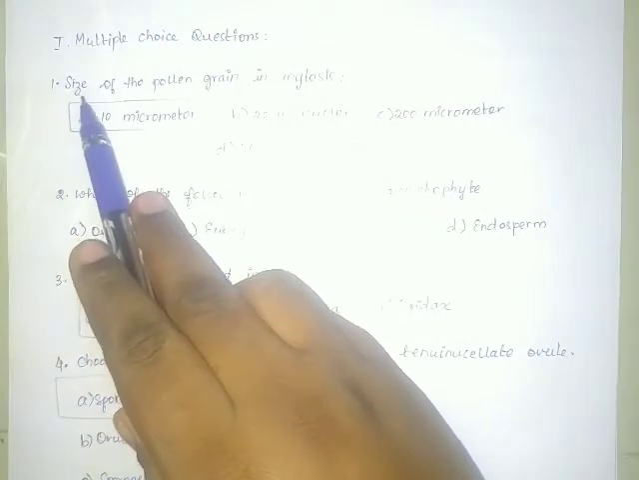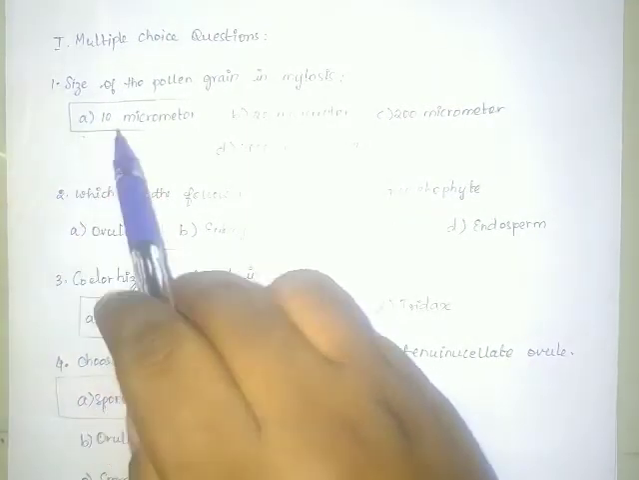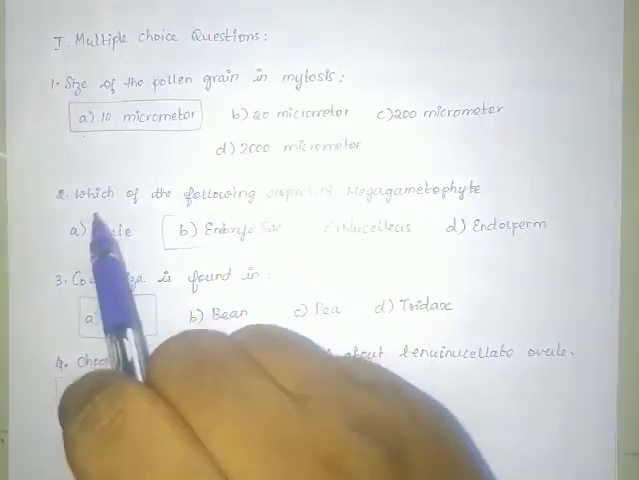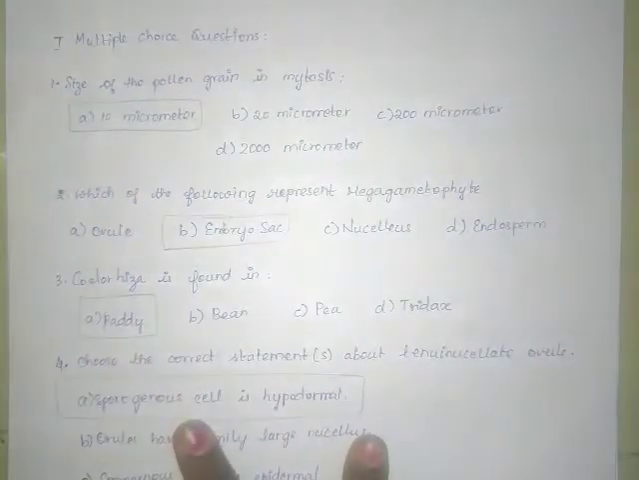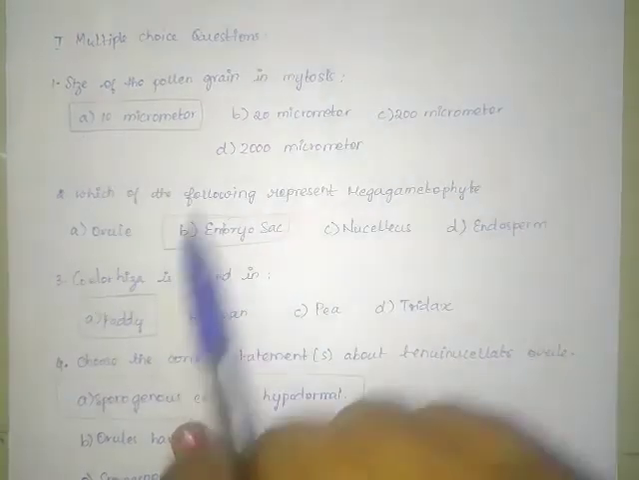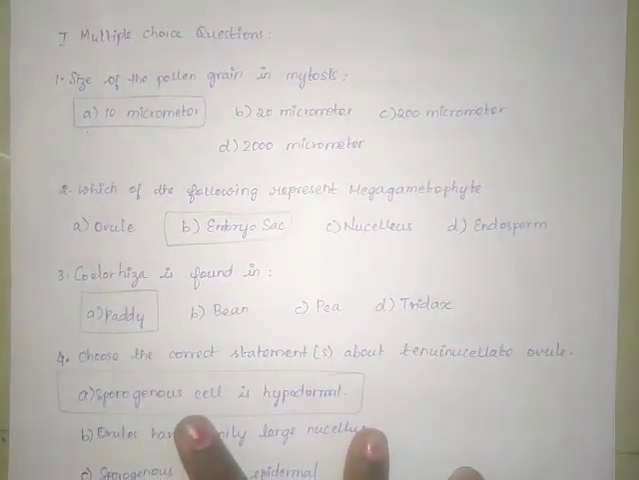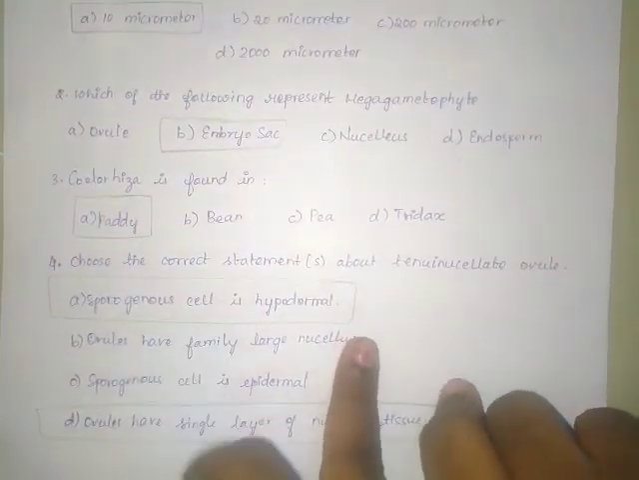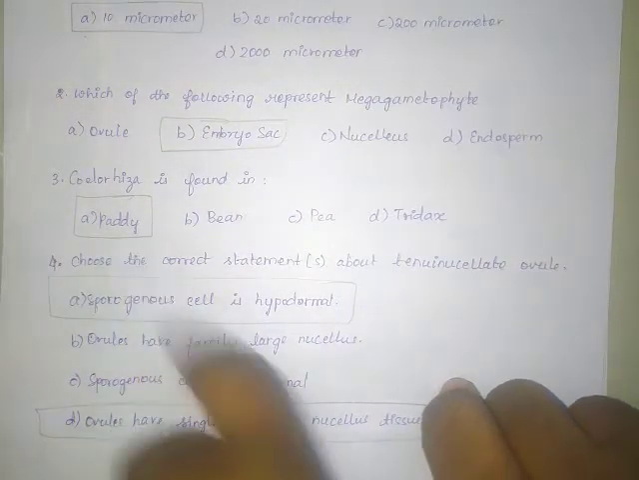For first question, the correct answer is option A, 10 micrometer. For second question, the correct answer is option B, embryo sac. For third question, the correct answer is option A, paddy.